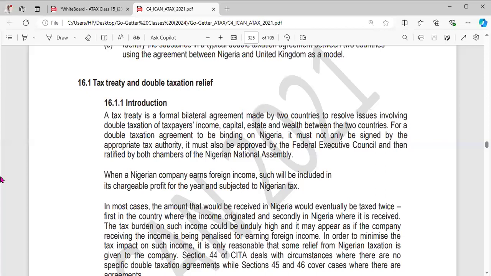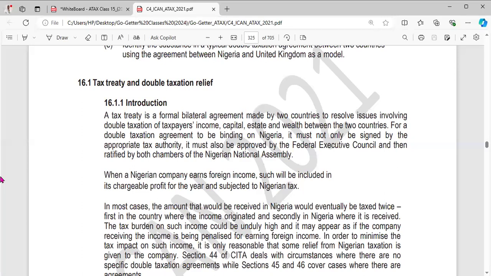So for a double taxation agreement to be binding on Nigeria, it must not only be signed by the appropriate tax authority, it must also be approved by the Federal Executive Council and be passed into law by the National Assembly. So when that is done, the two countries will now be entering into a bilateral agreement.